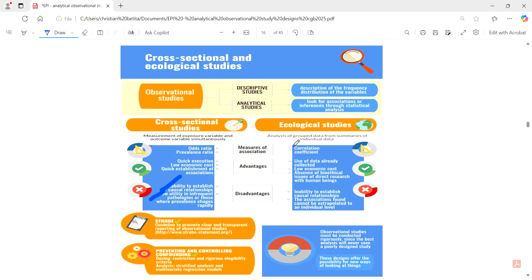Your ecological studies naman, yung measure of associations, your correlation coefficient, it uses data that's already collected. It's relatively cheap and there are few bioethical issues kasi whole populations yung ginagamit. The major disadvantage is inability to establish causal relationships, and the associations found cannot be extrapolated to an individual level. Yung ecological fallacy natin.